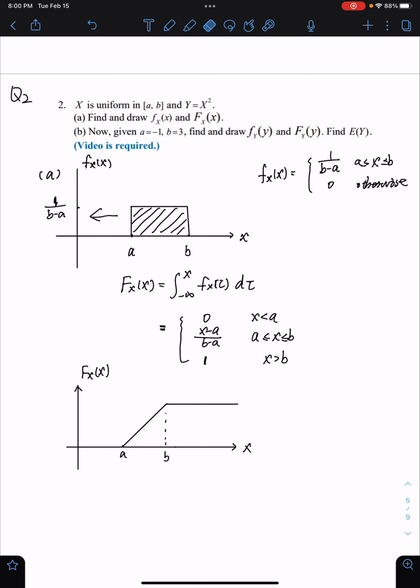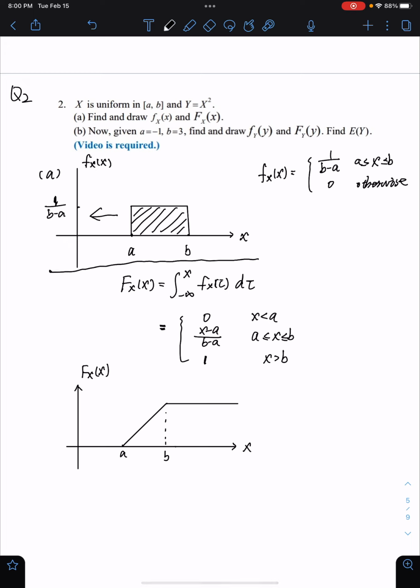Since X is a uniform distribution on A and B, we can easily draw the distribution function like this, with the lower bound equal to A and the upper bound equal to B. And the height is 1 over B minus A, because we need to make sure that the shaded area equals 1.